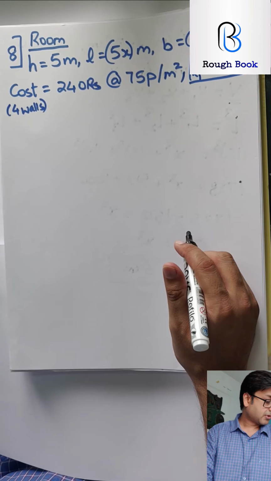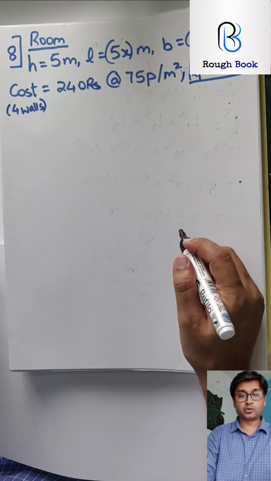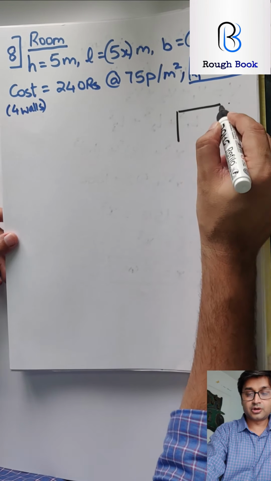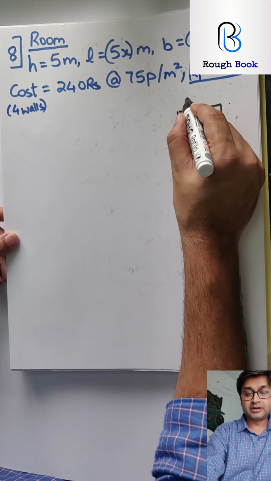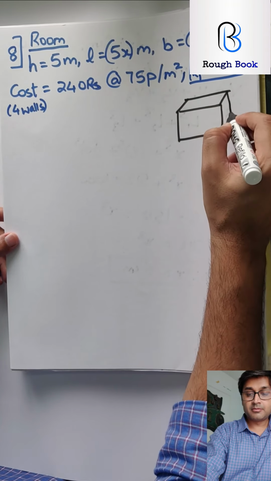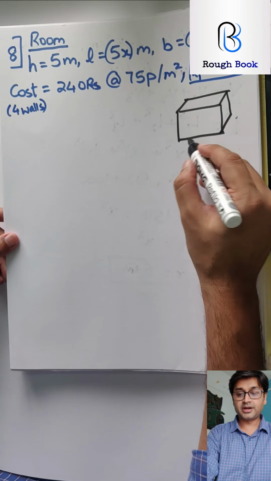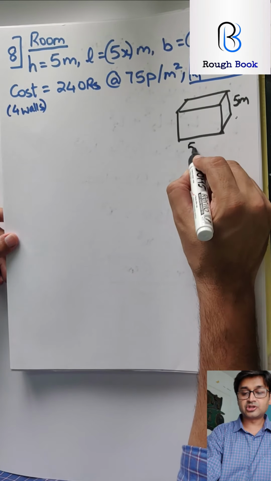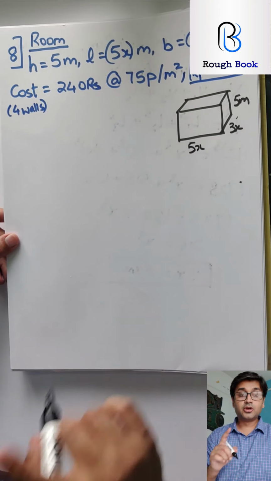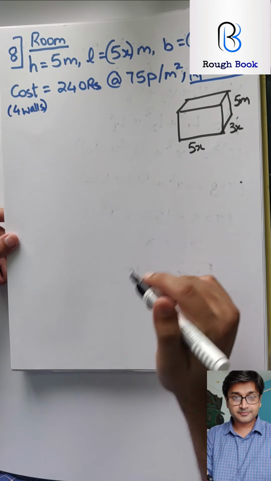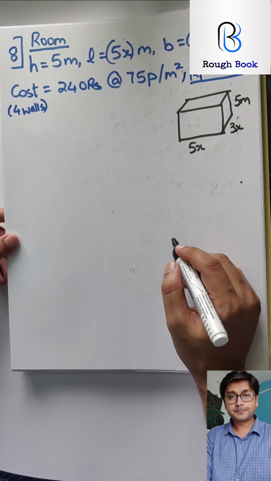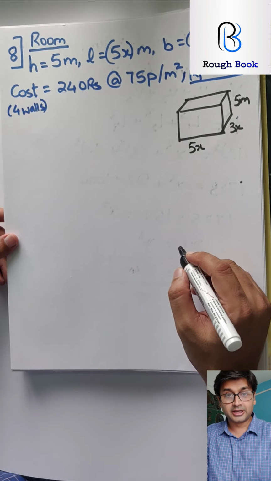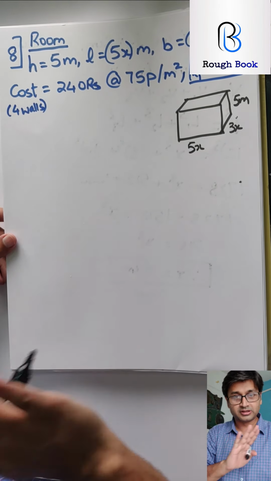So 8th one says the cost of papering 4 walls of a room. So let's say this is your room and you're papering it, so basically wallpaper, but only the 4 walls. Height is given to you as 5 meters, length and breadth in the ratio, so 5x and 3x. You're only papering the 4 walls. So what formula are you going to apply? Perfect, area of vertical faces, because 4 vertical walls, that's it.